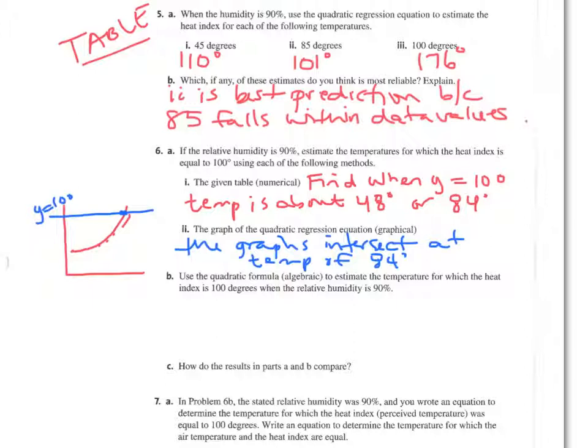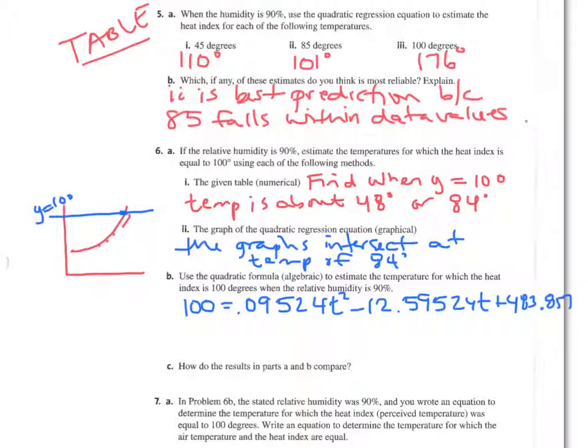And then the last part, which is what we did in the last activity, was using the quadratic formula. So actually setting that regression equation equal to 100 and solving it. I know this gets to be a lot with all these decimals, but if you just plug away at it and solve this for t, you'll end up finding t equals about 84 would be the positive, when you do the plus, and 48 would be the other one.